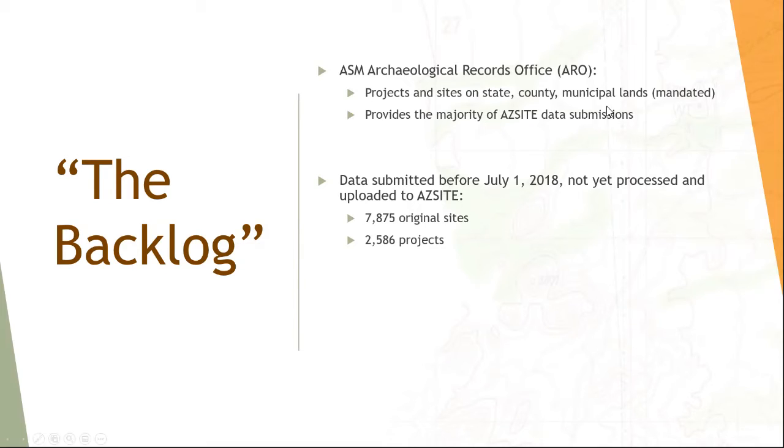The backlog is officially defined as data submitted before July 1st, 2018. This was the date a new fee structure went into effect, and we just use it as a watershed: data submitted before this date is the backlog, and afterward is not. Specifically, this is data that has not been processed or fully uploaded to AZSITE. That backlog is approximately 7,800 sites and 2,500 projects.